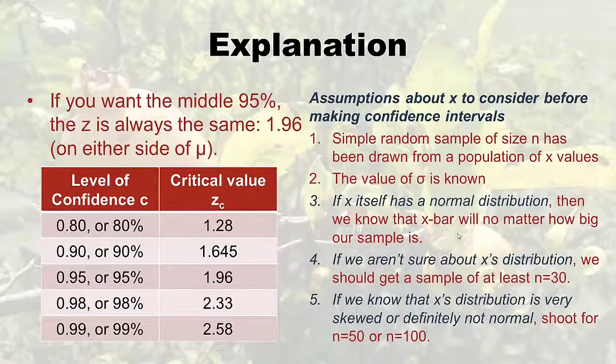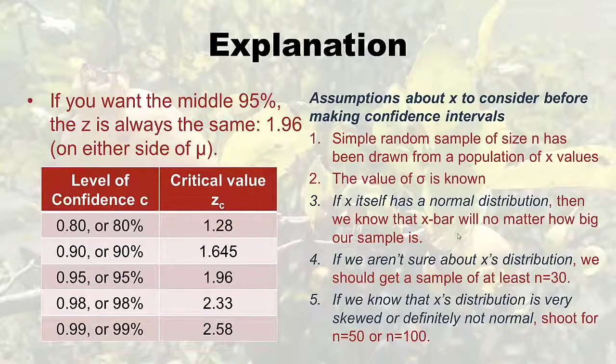But if we're in the situation where you see 4, we aren't sure about X's distribution. Remember, we only have a sample. We don't have a lot of data from the population to even figure that out. So if we're not sure, we should get a sample of at least 30. But as you can see by 5, if it's definitely not normal, like it's skewed, like remember how we looked at some parameters from hospitals that are totally skewed. If I was sampling those hospitals, I'd be shooting for a higher sample size, like 50 or 100, because we're taking a simple random sample of size n, and n's got to be pretty big if you've got skewed data and you want to make a confidence interval.